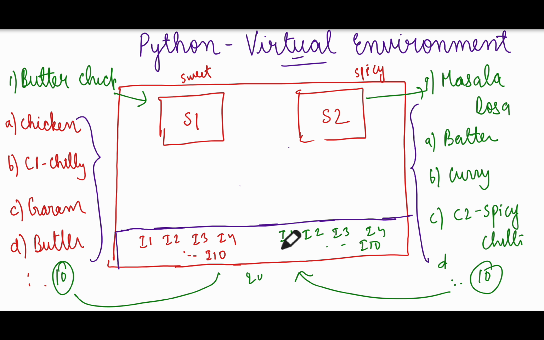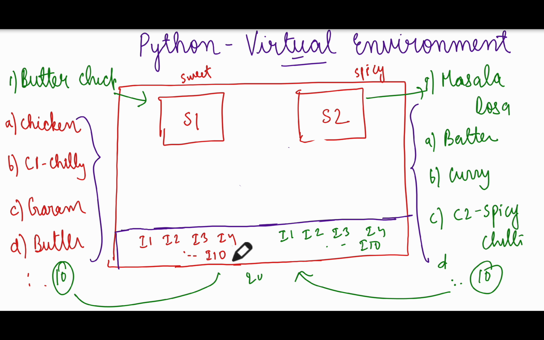Now because everything is present in the same bucket, you might end up picking the wrong ingredient. You might end up picking the green ingredient for dish 1 and the red ingredient for dish 2, right? Because there is no categorization. Nothing is stopping you from picking I1 for this particular thing. There comes the concept of virtual environment.